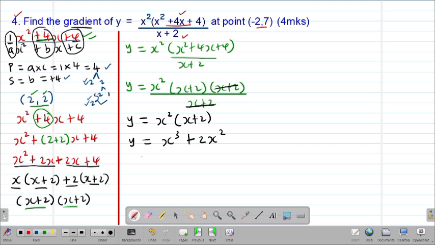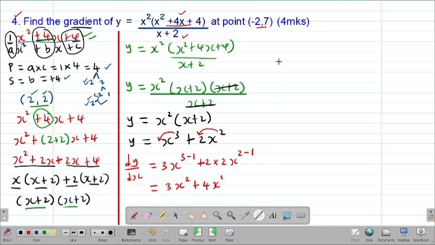So to compute the gradient function, we'll find the dy dx, which will be equal to, if I differentiate this part, of course the 3 will pre-multiply the x power 3, then of course I subtract 1 from the power, then the 2 will pre-multiply the coefficient of x, so I'll have positive 2 multiplied by 2, x to the power of 2, then of course I subtract 1 from the power. So this will be equal to 3x, 3 minus 1, of course I'll get 2, then plus 2 by 2, I'll get positive 4, then x to the power of 2 minus 1, I'll get the power of 1.